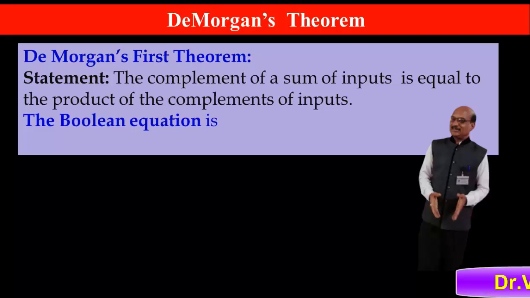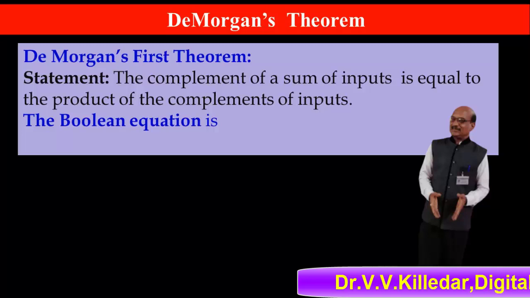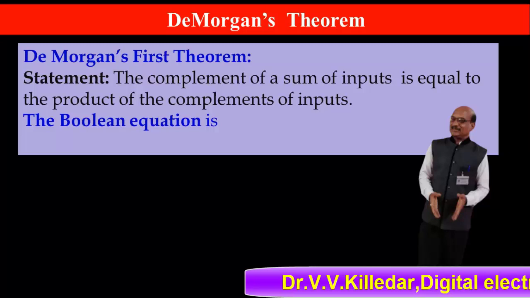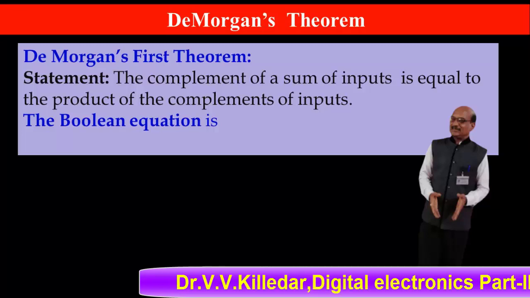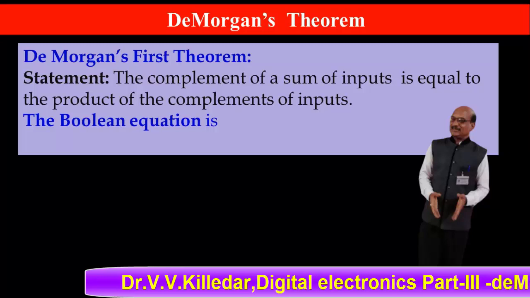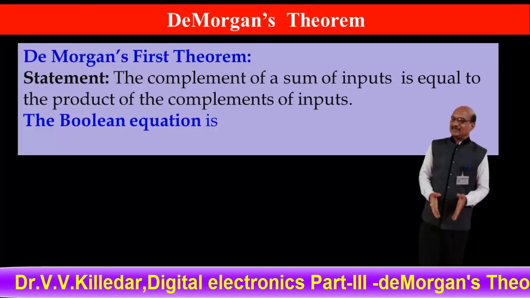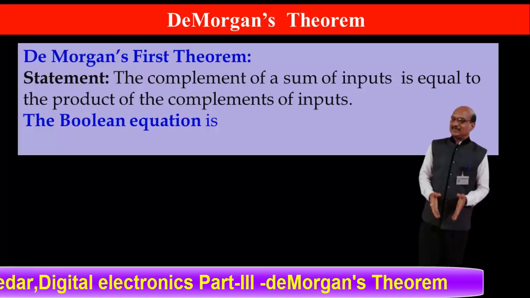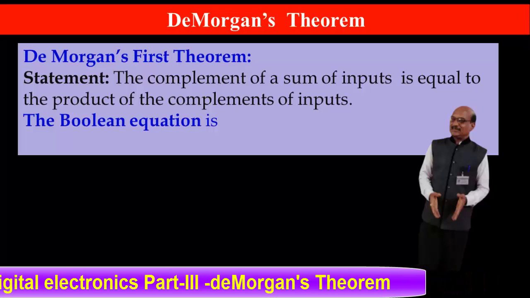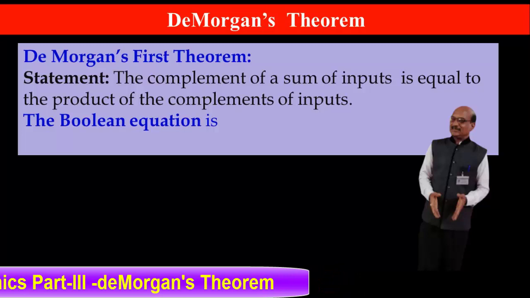Friends, today we are going to study the well-known theorem used in digital electronics, that is De Morgan's theorem. There are two De Morgan's theorems, and these theorems are used for interchanging one gate by another proper gate. This theorem also helps to simplify complicated Boolean expressions and to minimize the number of gates in the simplified expression.